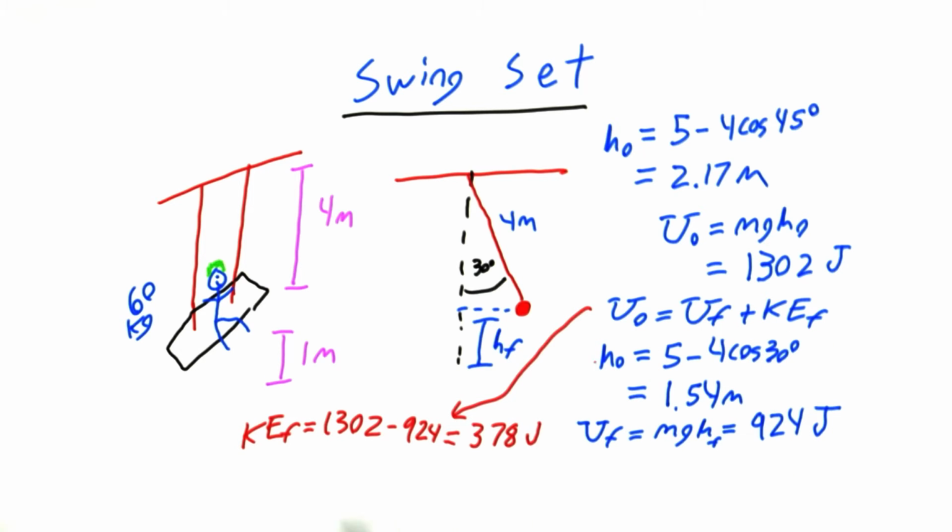Now from this equation, I know that the final kinetic energy is just going to be equal to the difference in the two potential energies, which is equal to 378 joules. And using the equation for kinetic energy, I get that the final speed is equal to 3.55 meters per second. Alright, now that I know my speed when I'm jumping off the swing, it should be pretty easy to figure out how far I go.